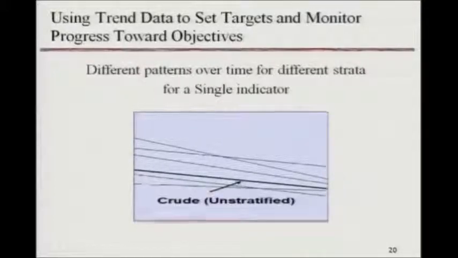That means in one strata, the magnitude of the effect, in this case time, is different in some groups than in others. So for example, in this geographic area, the slope is steeper than overall. So something good is happening there.